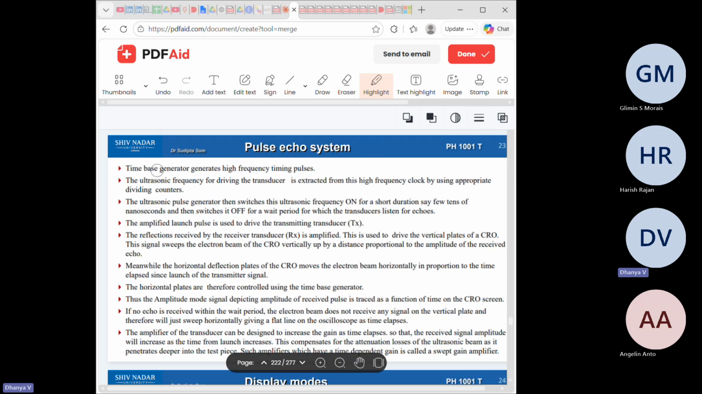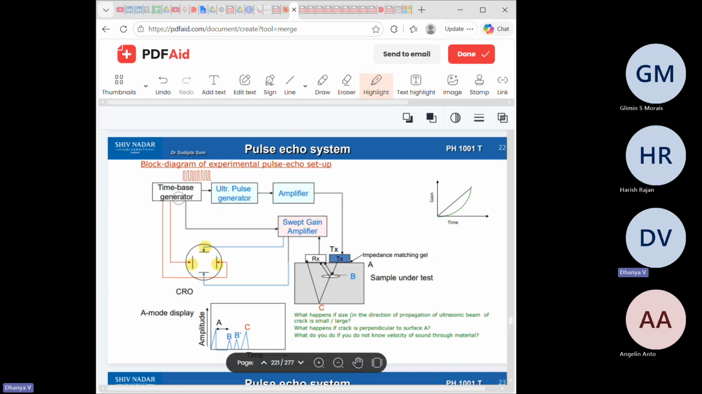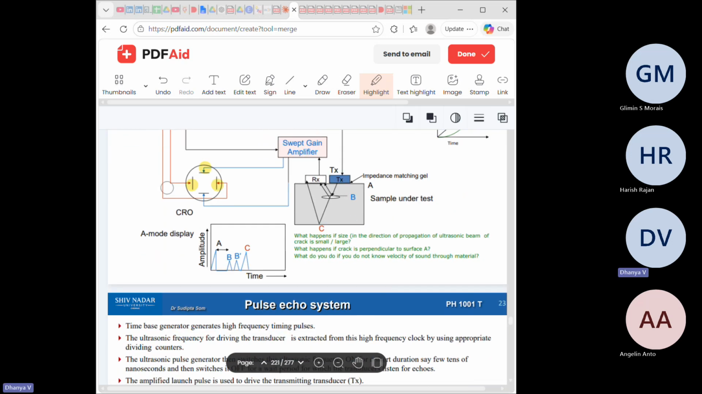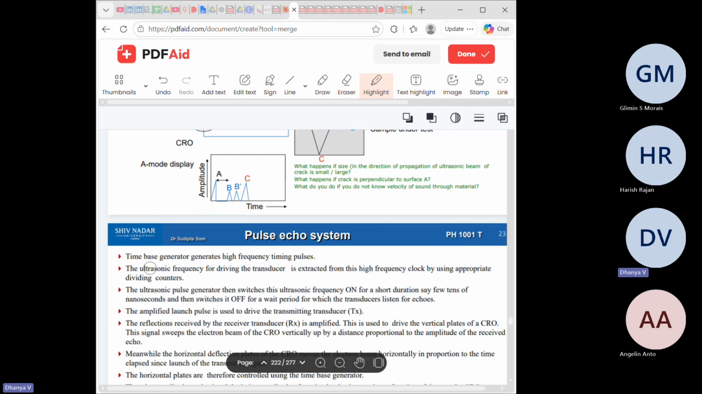Time-based generator generates high frequency time pulses. The time-based generator is the time of your whole setup now. It is going to decide your time clock pulses, your timing pulses. The ultrasonic frequency of driving the transducer is extracted from this high frequency clock cycle by using appropriate dividing counters.